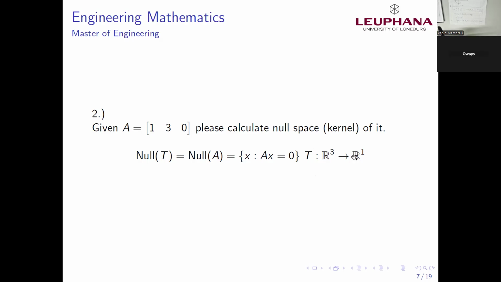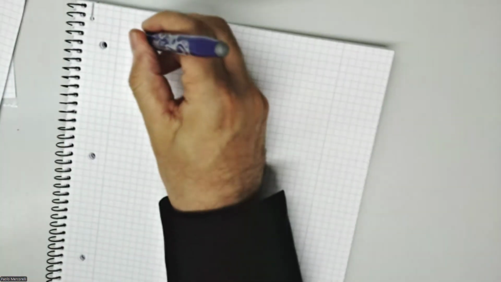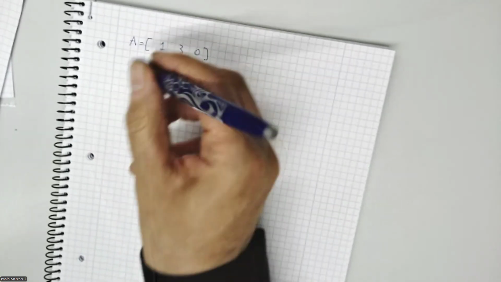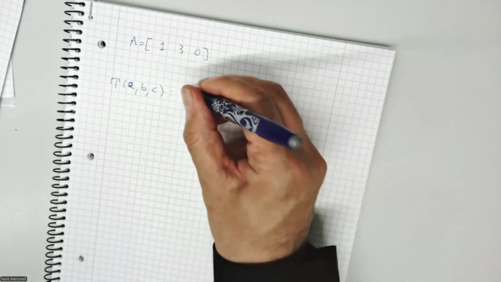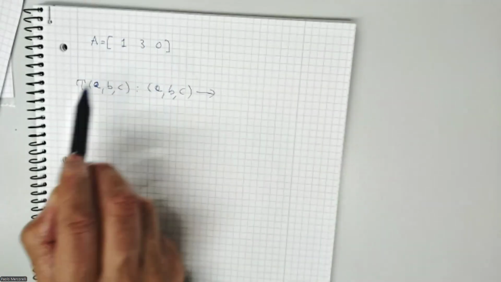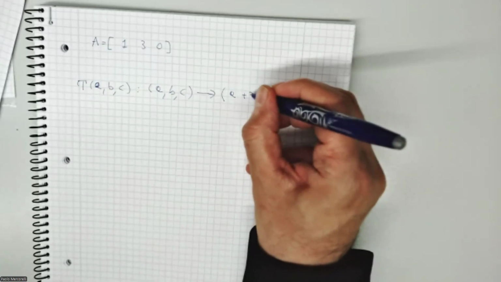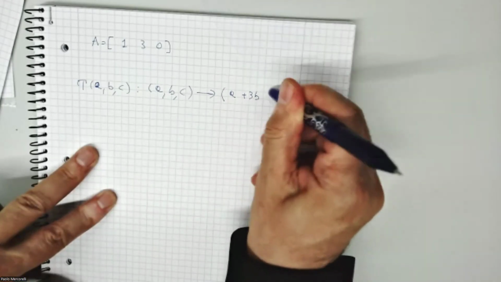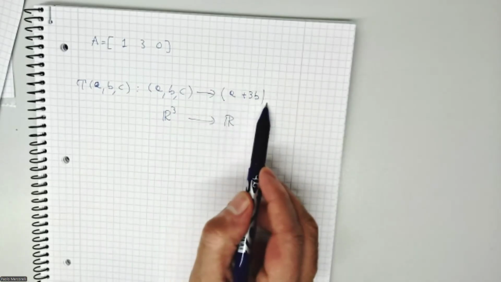Should I show you here in the lateral camera? The matrix which defines the transformation is this. But this can be seen in this form. A, B, C. This matrix here can be seen as a transformation which transforms A, B, C into A plus 3B, directly. This means from R^3 to R. This is a scalar. I forgot, there's no comma because we have just one row.